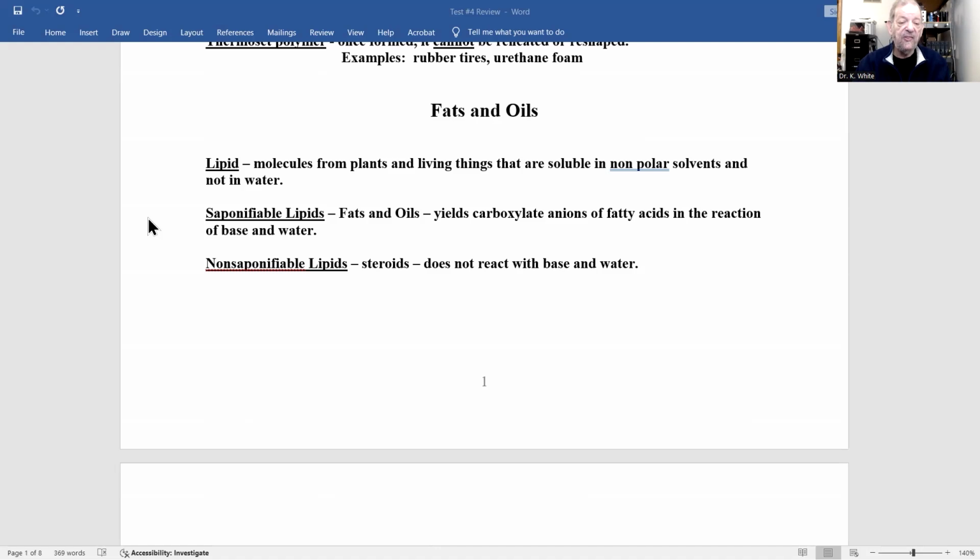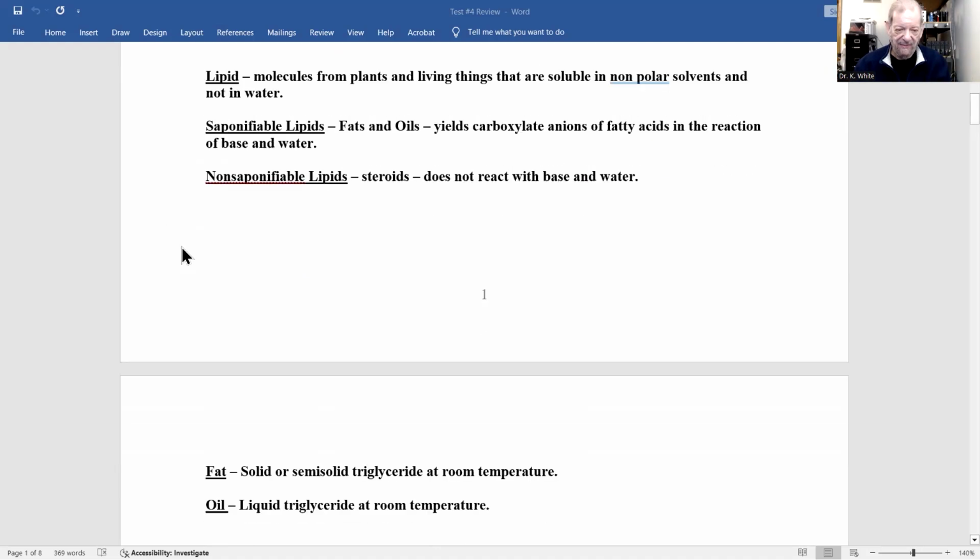Now, the other type is non-saponifiable lipids, and they're also called your steroids. I think I have some in me somewhere. And these do not react with base and water. They're non-saponifiable. You can't saponify it.